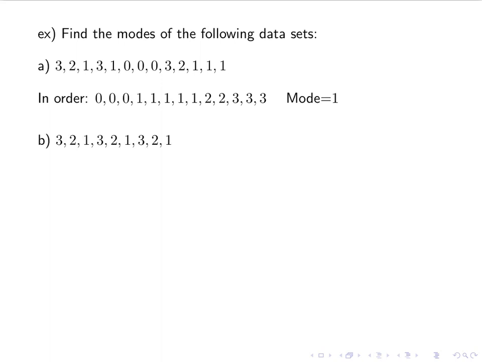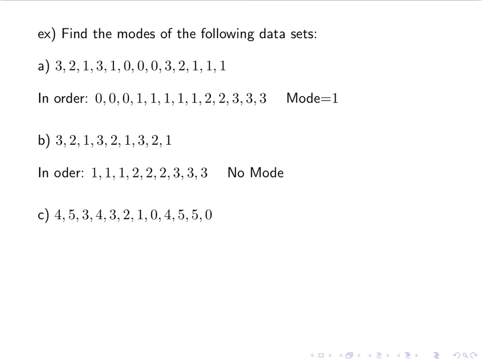As our next example, 3, 2, 1, 3, 2, 1, 3, 2, 1. I'll put them in order. And if we notice, all 3 of our values occur 3 times. So this is an example of no mode. They all occur the same number of times.